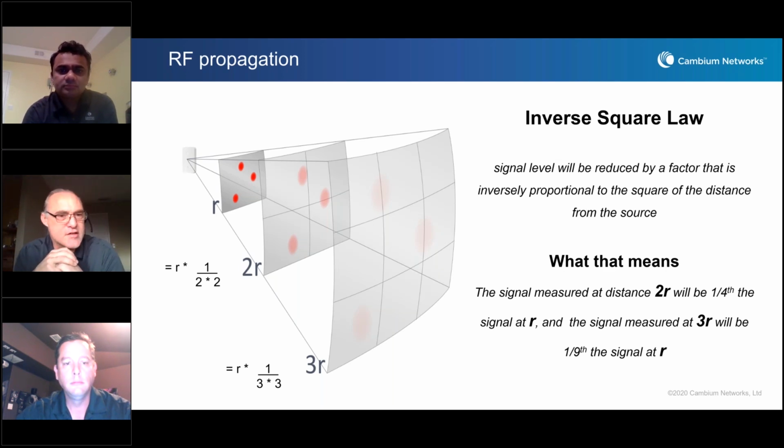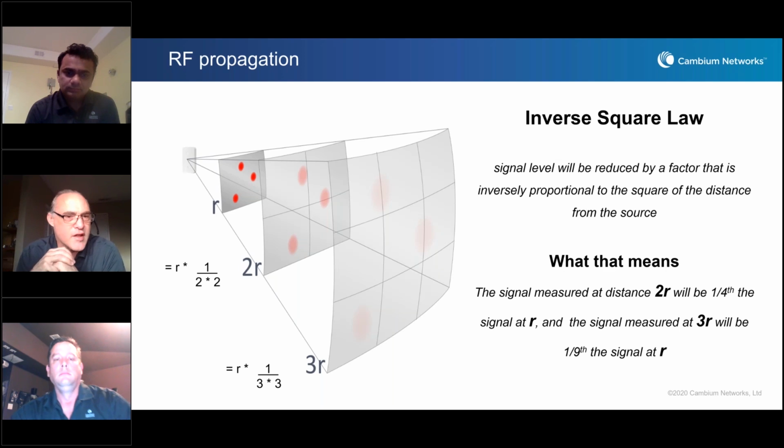For any distance r, and r could be any number, 5 feet from the access point, or 1 meter from the AP, 2r could be 2 meters, 3r is 3 meters away from the access point. When you double that distance, you put it on the bottom of that equation and multiply it by itself. So the signal level equals r times 1 over that value squared. If r was equal to 1 meter and 2r equals 2 meters, 2 times 2 is 4. 1 over 4 is 1/4. So your power is 1/4.